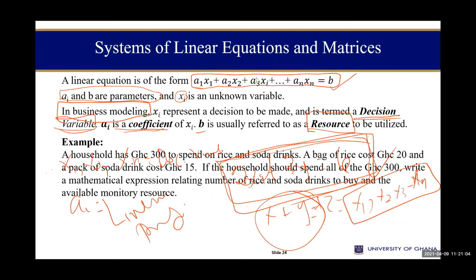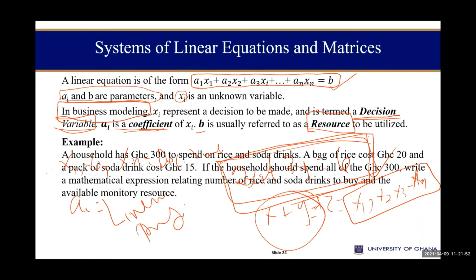Can we identify the coefficients? Joshua? Yes, go ahead. The coefficient of the decision variable, the 15 cedis. Perfect, and the 20 cedis. Good. Then, can you identify the decision variables here? Remember, we're saying the number of something. So the decision variables are rice and soda drinks. We are looking at the number of rice and soda drinks to buy. Those are the decision variables.